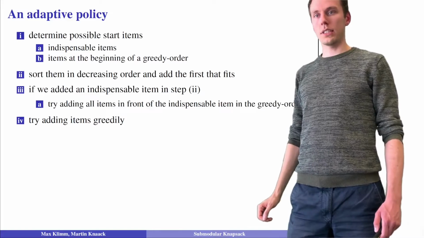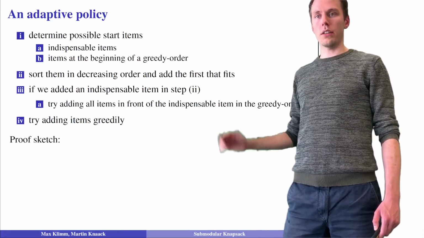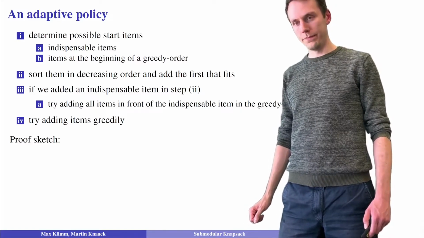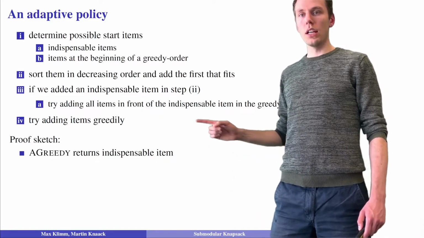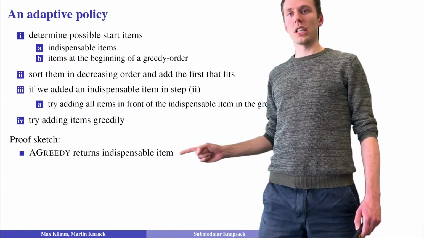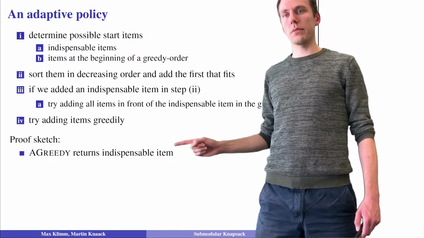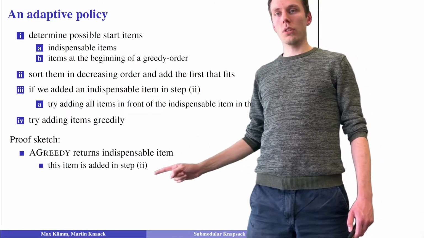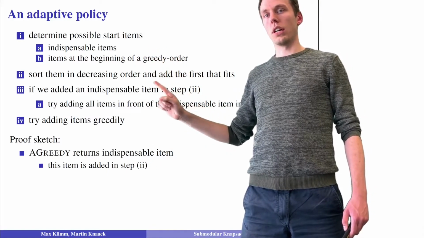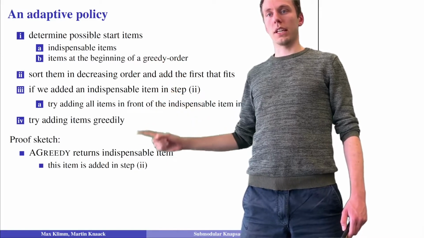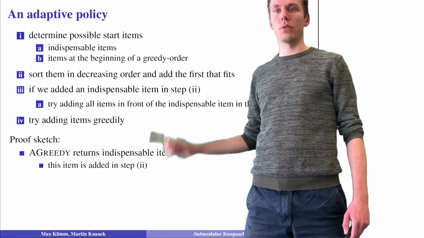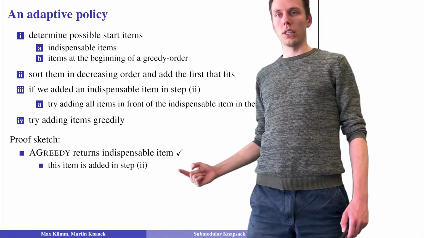Let's give an intuition why this gives an adaptive policy that is always as good as the alternative greedy algorithm. Let's first look at the case that the alternative greedy algorithm returns the fractional item, and this is an indispensable item. Then we know this item is added in step 2 to our solution, and there can be no other item that fits into the knapsack for these capacities. So this item is definitely added here in step 2. So this step is clear.